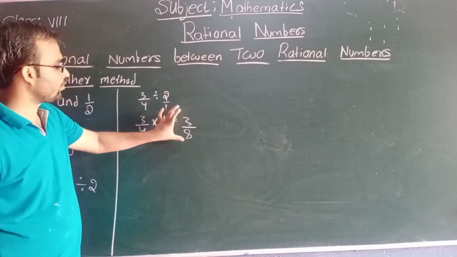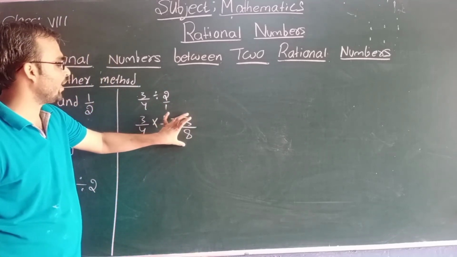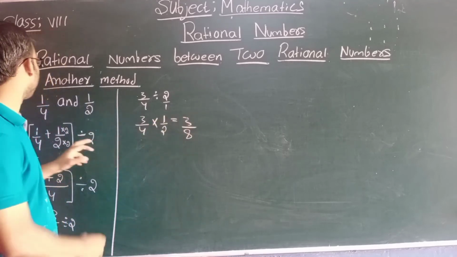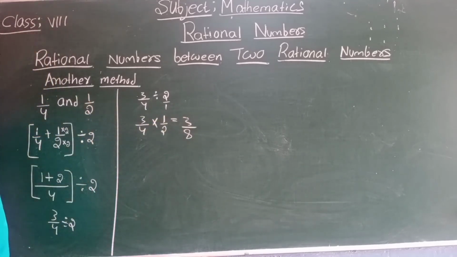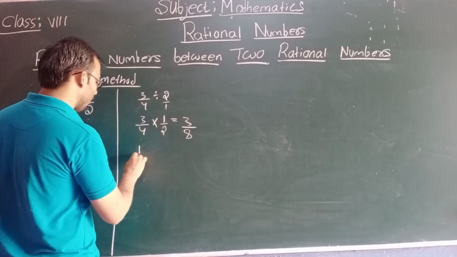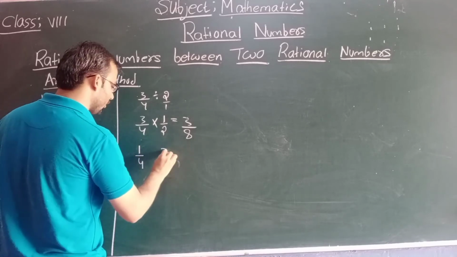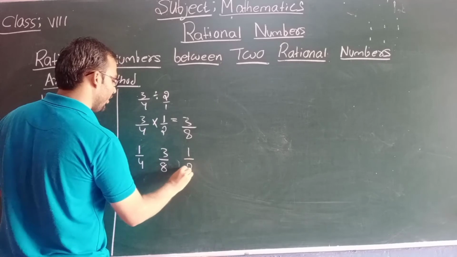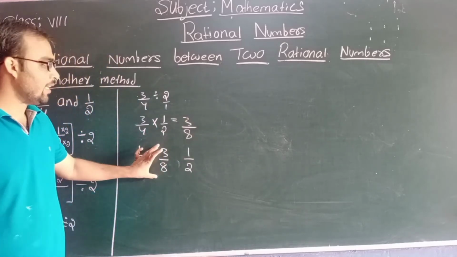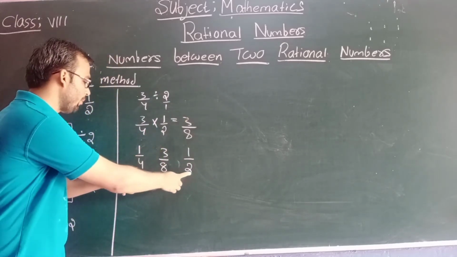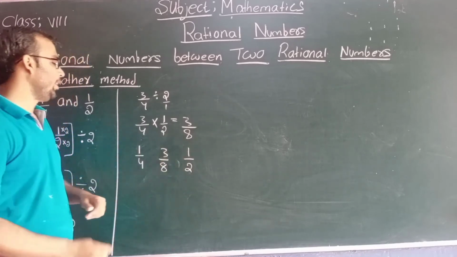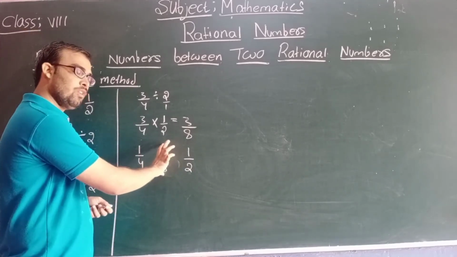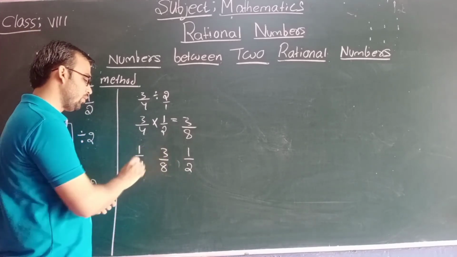Okay, so look at here students, this is the number between these two numbers. So now you can write 1 by 4, 3 by 8 and 1 by 2. So this is the number between these two numbers, that is 1 by 4 and 1 by 2. So this number will always be greater than this one.